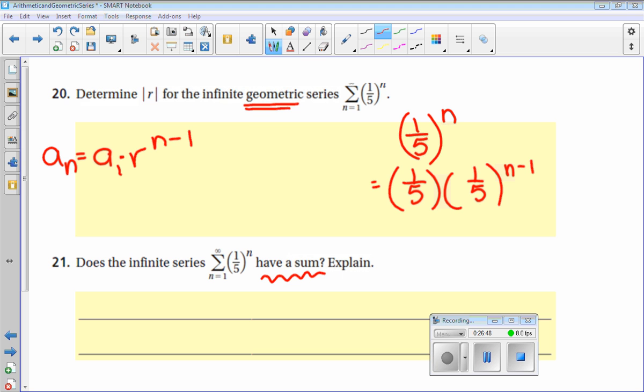Are the bases the same? They're both 1/5. If the bases are the same, what do I do with their exponents? I add them. What is the exponent for the first one? 1. So what is 1 plus n minus 1? Isn't it just n? So isn't that just what I started with? Okay, so they are equivalent, right?